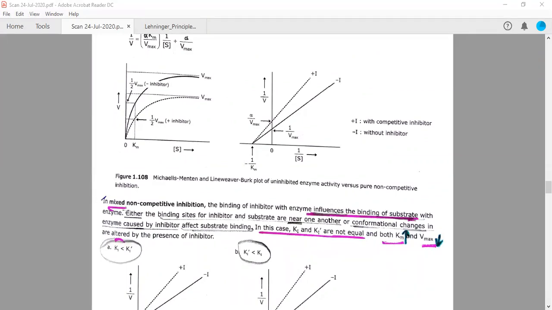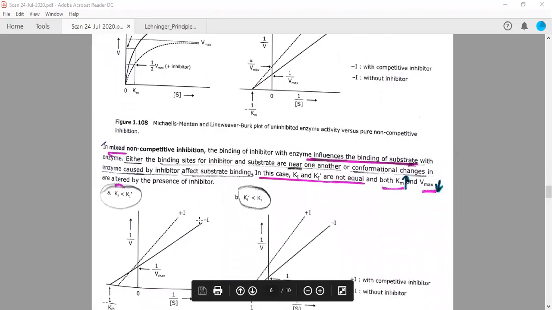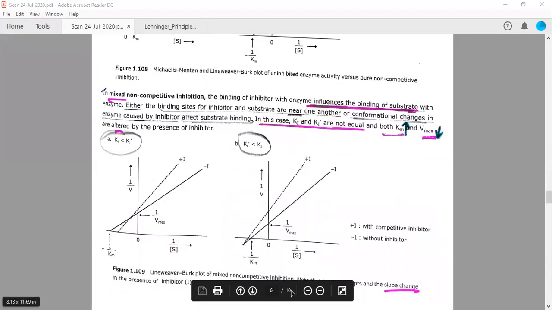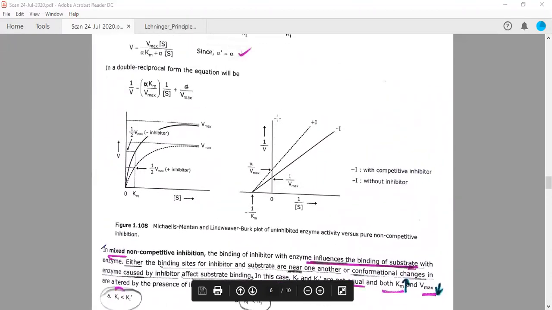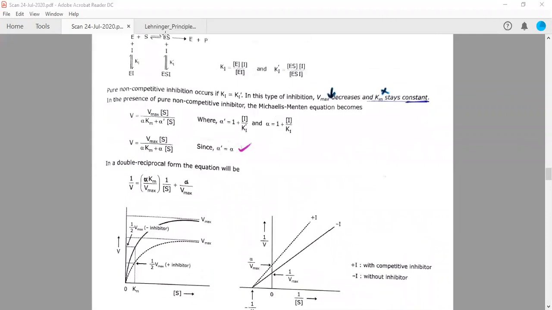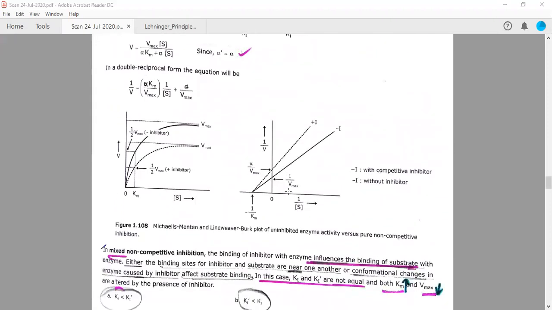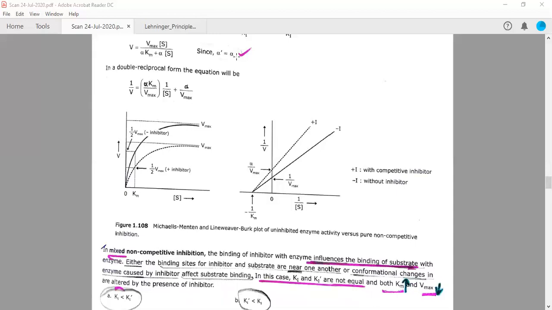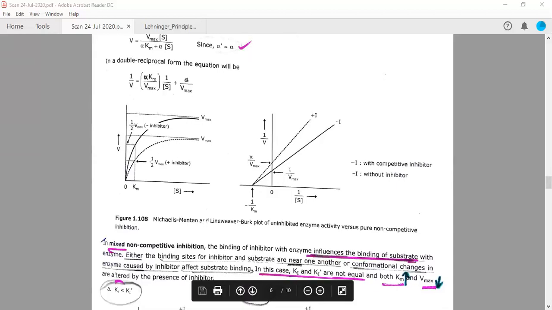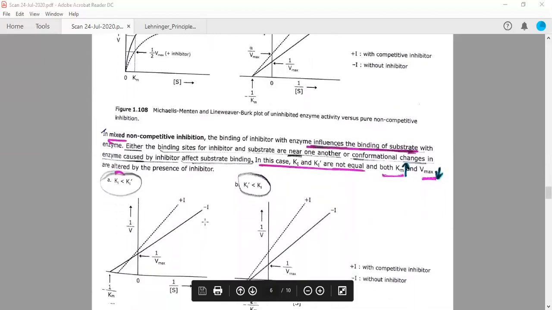So the second type is mixed non-competitive inhibition, because I told you that it is also possible that one more reaction can happen here. This enzyme inhibitor complex can be converted into the enzyme substrate inhibitor ternary complex. This is the case of a mixed inhibition, and because this is mixed, this alpha value will not be equal to alpha dash, or simply the rate constant Ki will not be equal to Ki dash.